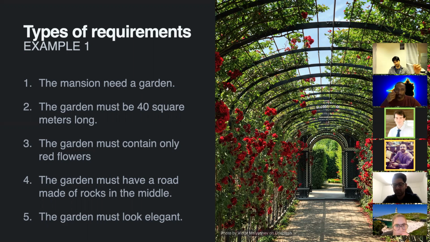Yeah, but let's read the 5 bullet points. Okay, maybe that was my bad. Let's read the first bullet point out loud without saying which kind of requirement it is. Number 1 is the mansion needs a garden. The second one is giving me a little bit more detail: the garden must be 40 square meters long. The third one says the garden must contain only red flowers. The garden must have a road made of rocks in the middle. And finally, the garden must look elegant.